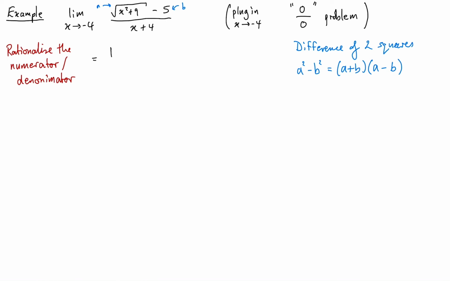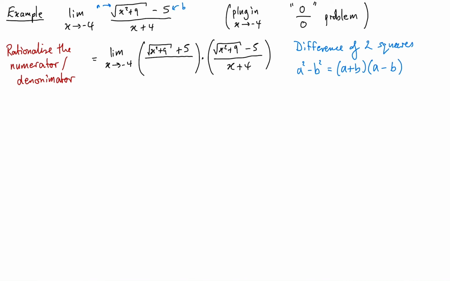So this is going to be, always got to keep writing limit all the time, limit as x goes to -4. Now I introduce the a plus b. That's going to be square root of x squared plus 9, plus 5. So that's a plus b, and I'm multiplying that in. Of course, whatever I do to the top, I've got to do to the bottom. If I multiply on the top, I've got to multiply on the bottom.